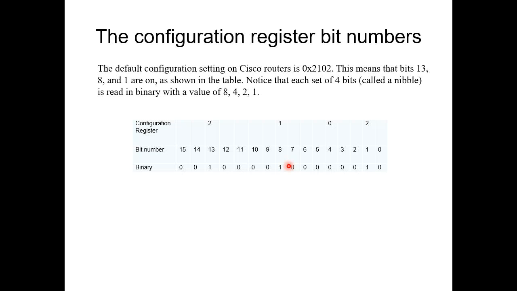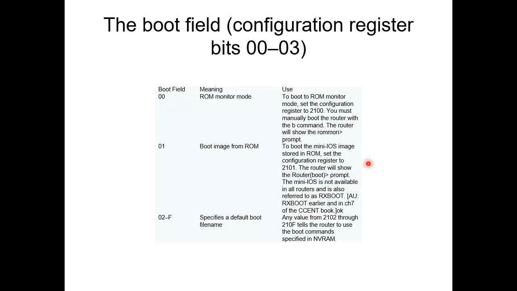Okay. Let's take a look at what some of these bits actually do. So in bits 0 through 3, you have a couple of codes. Boot up to ROM monitor, boot the image from ROM, or 2 through F specifies a default boot file name.